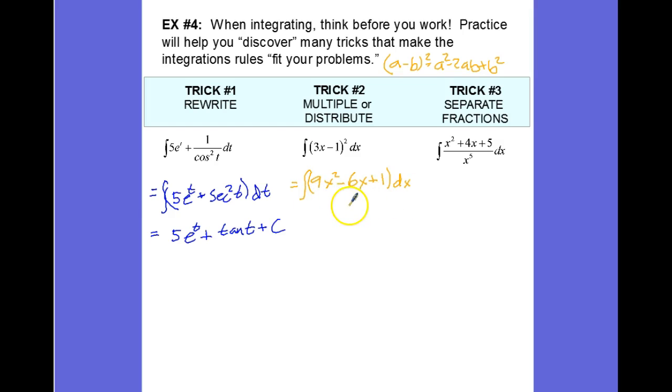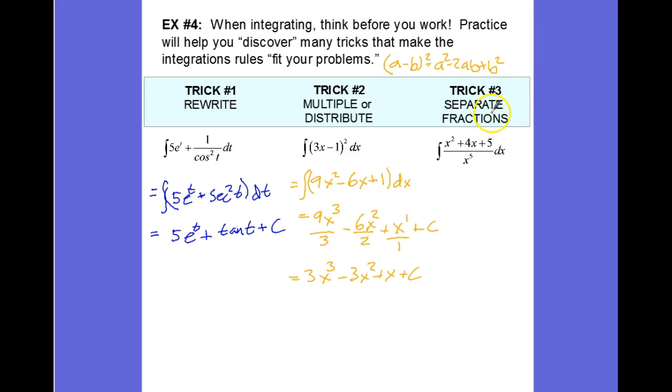Now we can find the antiderivative of this polynomial using the techniques that we saw in the previous examples. And so we have 9x to the third divided by 3 minus 6x squared divided by 2 plus x to the 1 divided by 1 plus c. And so simplifying, we have 3x cubed minus 3x squared plus x plus c.